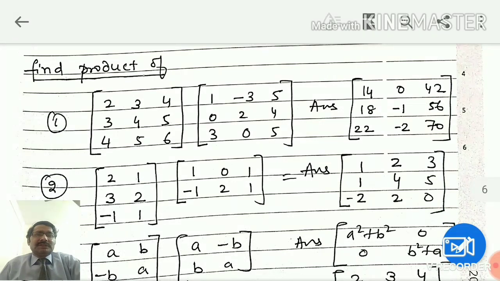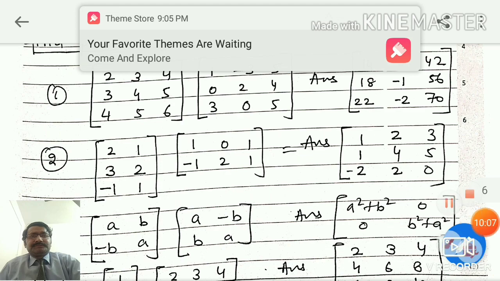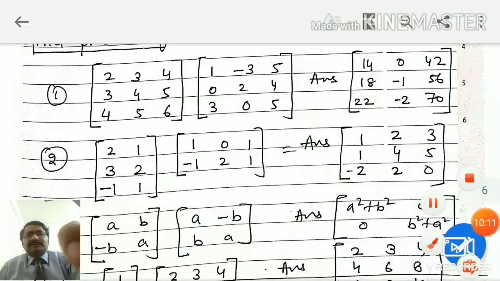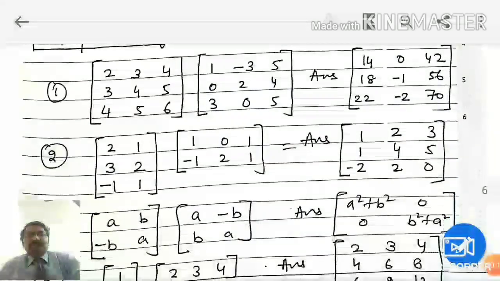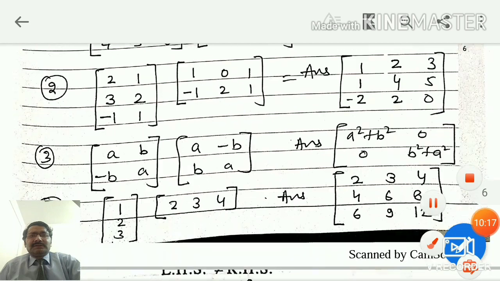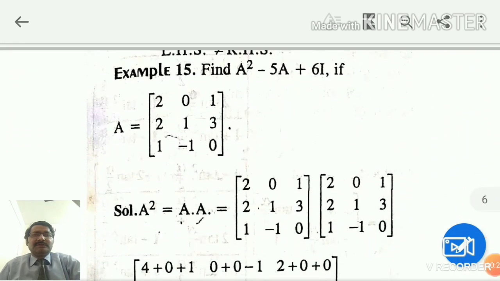Now I will give you some questions that you have to do. This is the first question, look here, this is the first question A you have to do. The second and third questions, I have also given you the answers, so you can do all the questions.